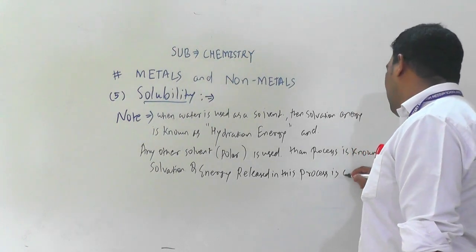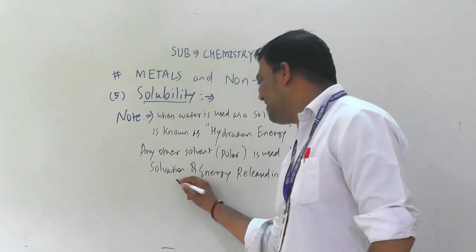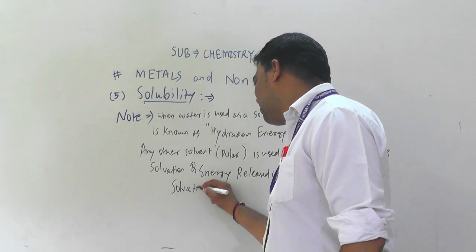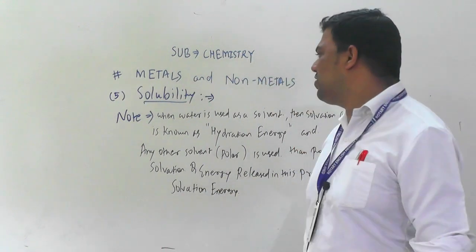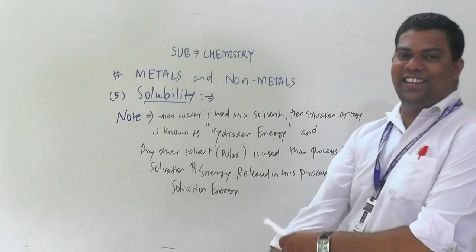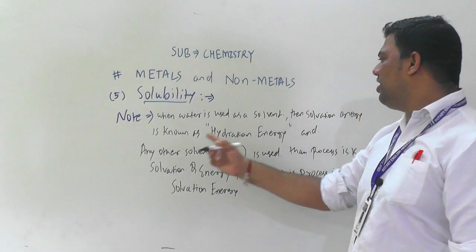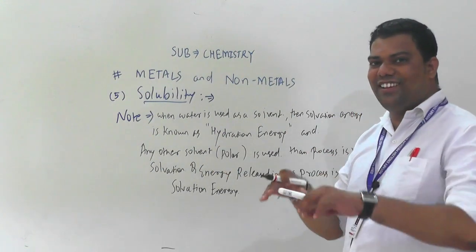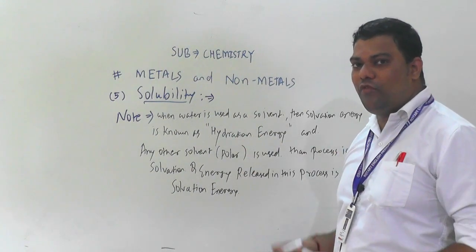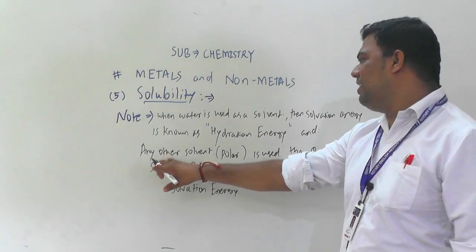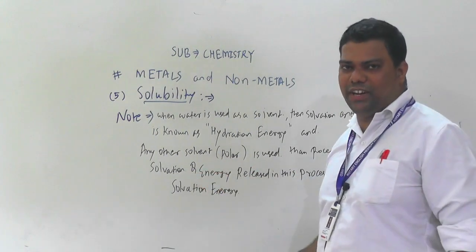And the energy released in this process is called solvation energy. I hope you understood this. So, beta, keep in mind once again, when water is used as a solvent, then solvation energy is known as hydration energy, because water, hydra, oxide of hydrogen, water, hydration energy. And when any other polar solvent is used, then that process is called solvation simply.